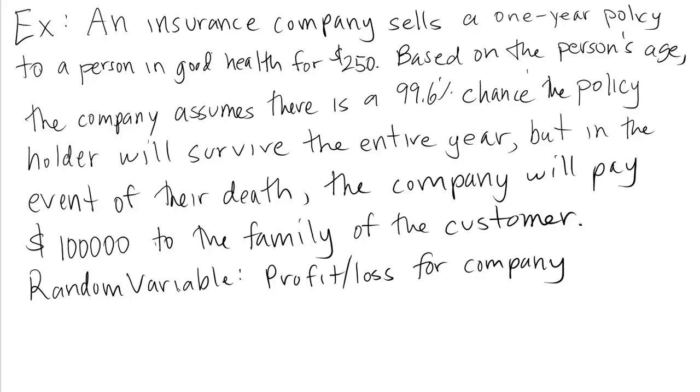So to make this clear, I've declared the random variable to be the profit or loss for the company rather than from the customer's perspective. So we're going to make a table here, and I apologize, it's going to be kind of small. But we don't need a whole lot of space because there are really only two outcomes. The person either lives or they die, and for each of those outcomes, there's a unique numerical value associated with that. If the person lives, then the insurance company just gets to keep the $250 and they profit.